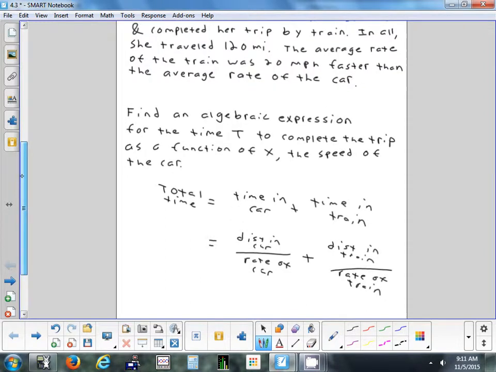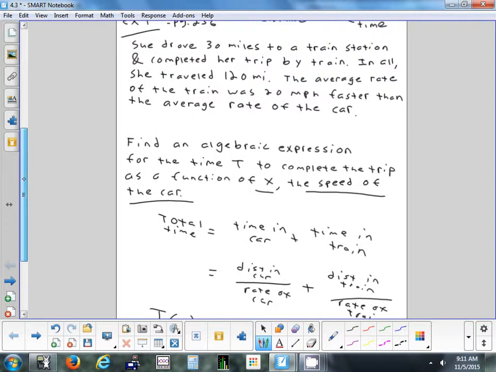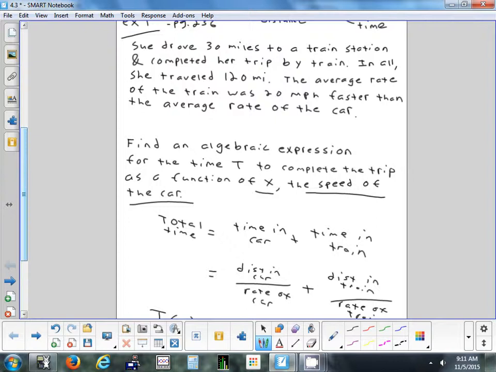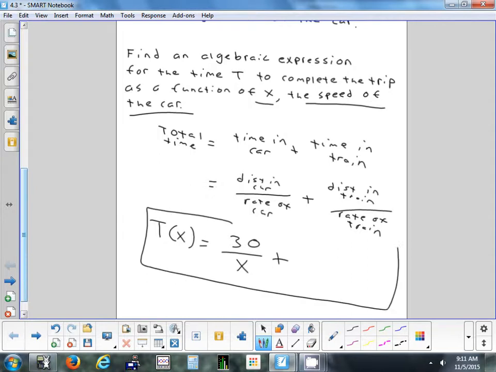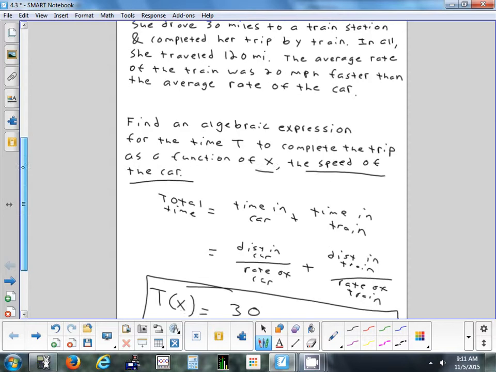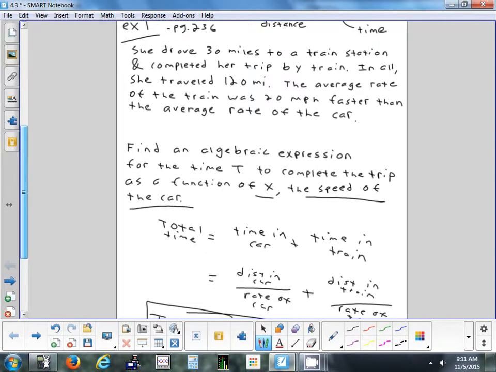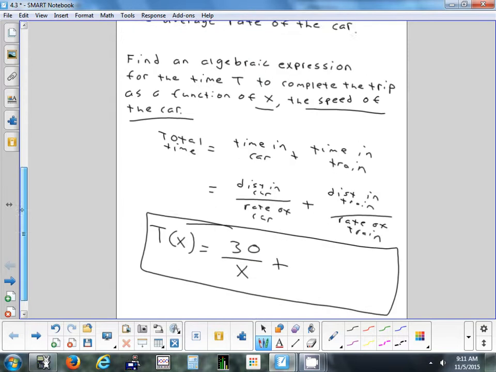All right, so we're going to find our time as a function of x. X is the speed of the car. So they're telling us what to use for the speed of the car. We know that. Let's go back and see if we have the distance we traveled. Yeah, Sue drove 30 miles in the car. And the rate of the car? X. Now we need the distance we traveled in the train. 90. The total trip was 120. She drove 30. The train was 90.